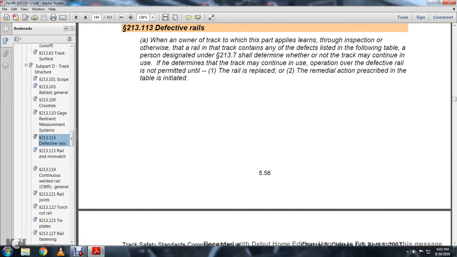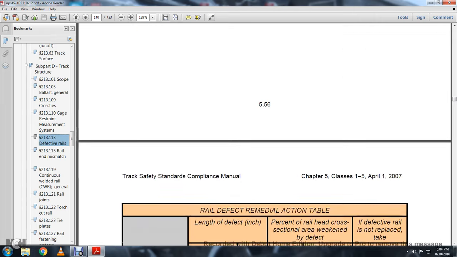213.113 Defective rails. A. When an owner of track to which this part applies learns through inspection, or otherwise, that a rail in that track contains any of the defects listed in the following table, a person designated under 213.7 shall determine whether or not the track may continue in use. Operation over the defective rail is not permitted until the remedial action prescribed in the table is initiated.